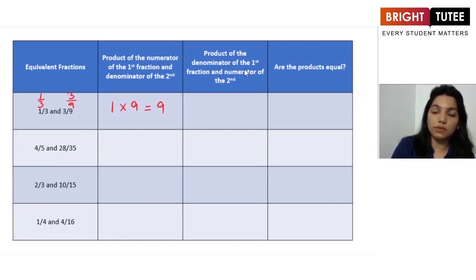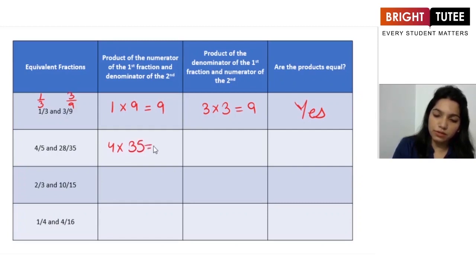Now look at the next one. It says the product of the denominator of the first fraction and the numerator of the second. That means 3 times 3. What is the answer? 9. Are the products the same? Yes. Look at the second one. Here the numerator of the first is 4 and the denominator of the other one is 35. So 4 times 35, the answer is 140, right?